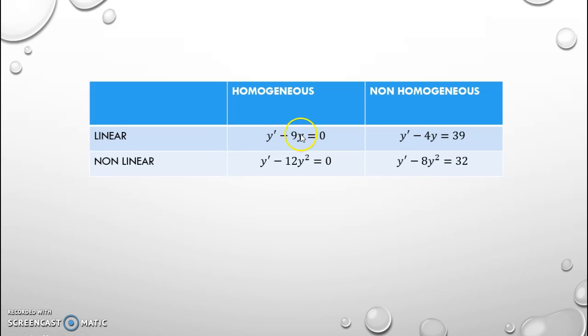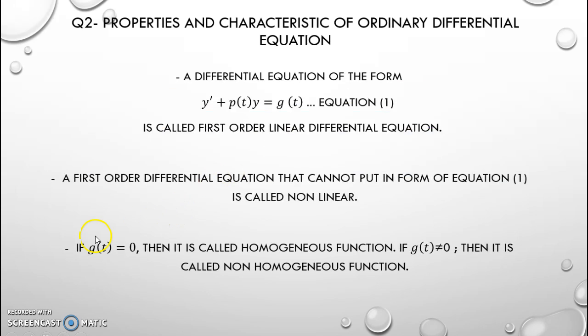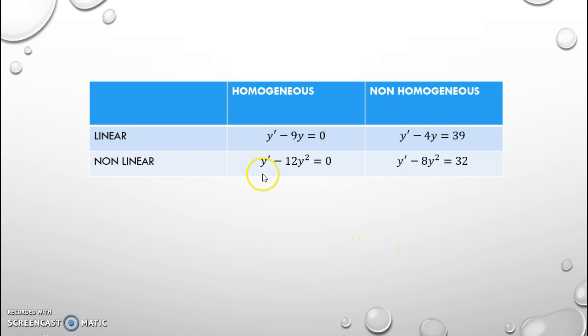As you can see, in this example, y prime minus 9y equal to 0 is homogeneous because we can see here that g(t) equal to 0, then it is called homogeneous function. Also for nonlinear, y prime minus 12y squared equal to 0. When g(t) is equal to 0, then we call it homogeneous.